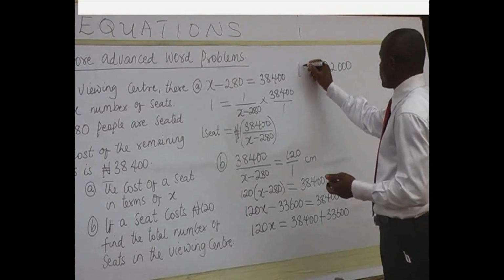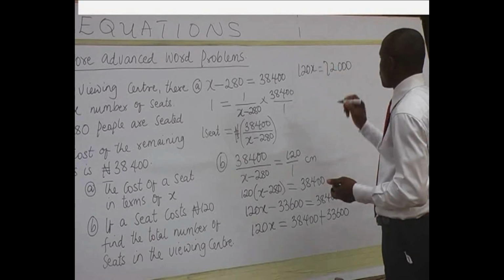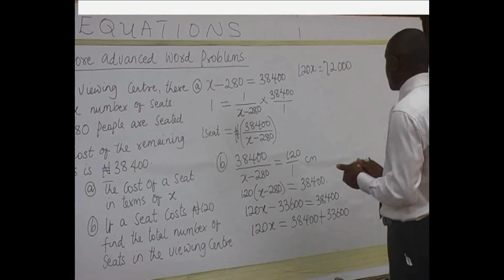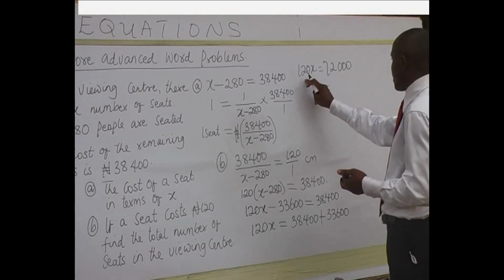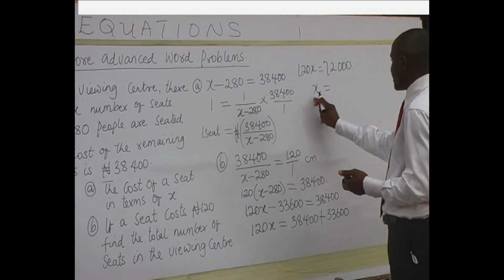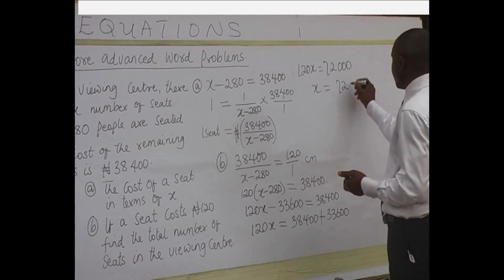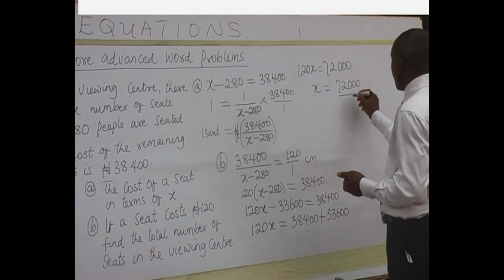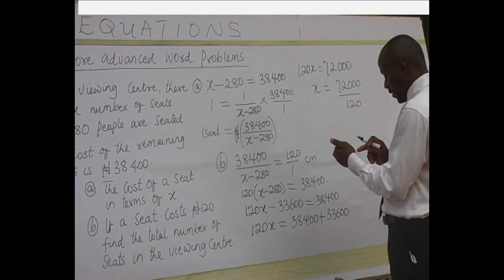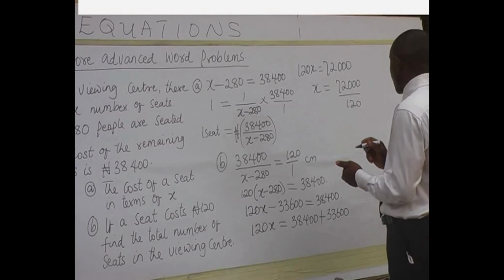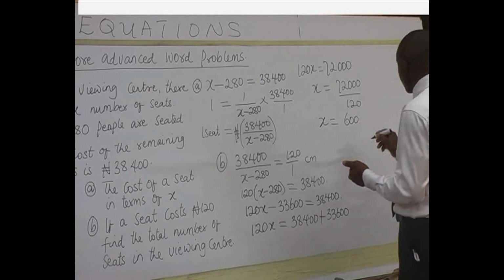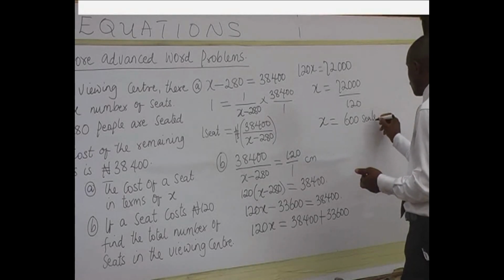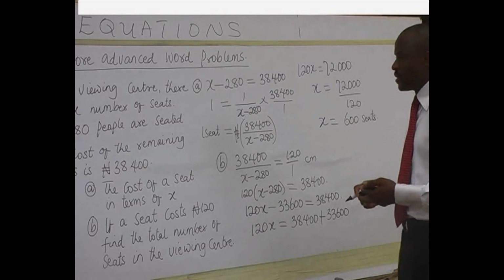That means 120x is equal to 72,000. Divide both sides by 120 so as to eliminate 120, the coefficient of x on the left hand side. We are going to be left with only x in the left hand side, and on the right hand side we have 72,000 divided by 120. Use 120 to divide 72,000. You're going to have 600 left. That means there are 600 seats altogether in the viewing center.